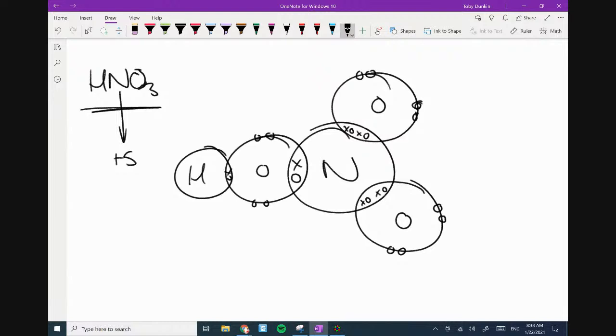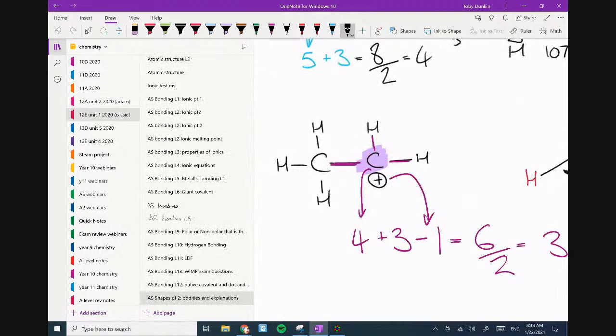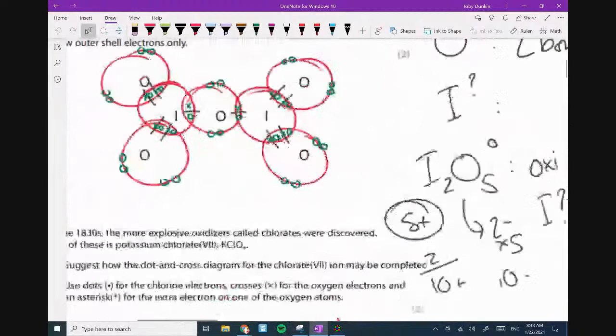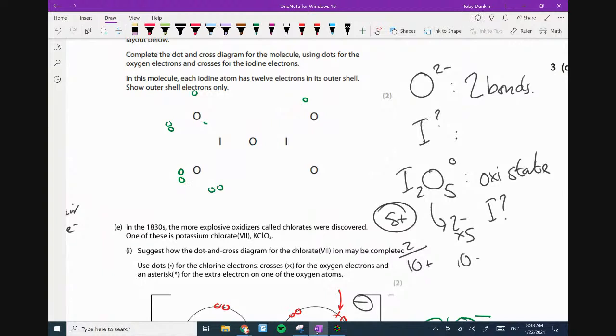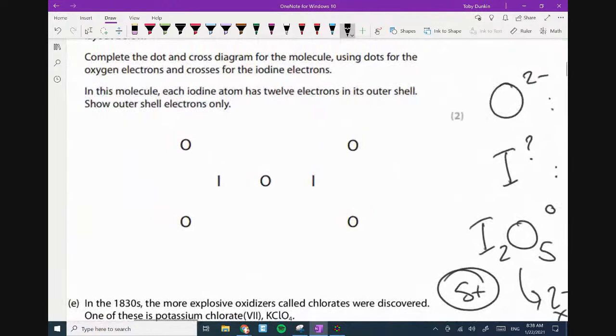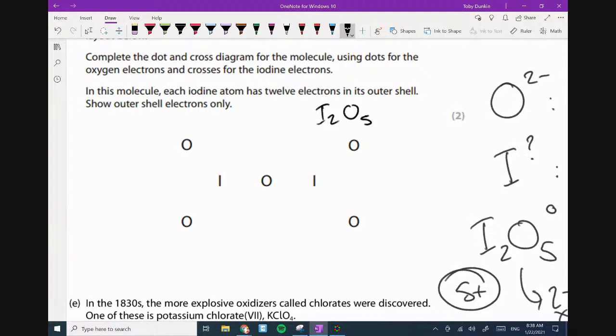Do you want to see some of it? Guys, you've no idea how hard this is. Look at the questions I did with my class. These are from exam papers. This is not me messing around. It asked you to do the dot and cross diagram for I2O5. You guys can't do that without knowing this oxidation trick. You've got to make sure you practice it. What you have to do here is recognize that this is I2O5. What's the oxidation state of the iodine?